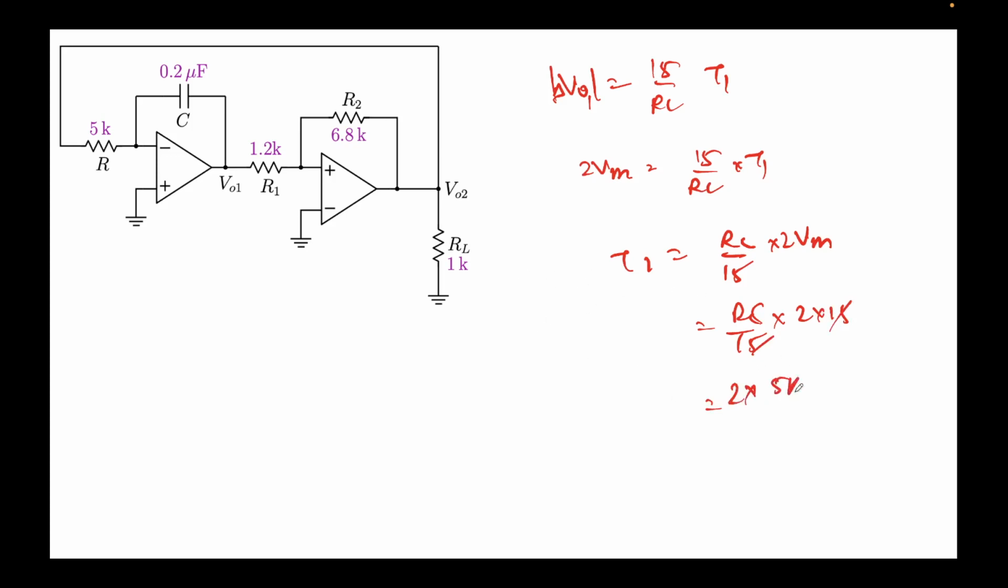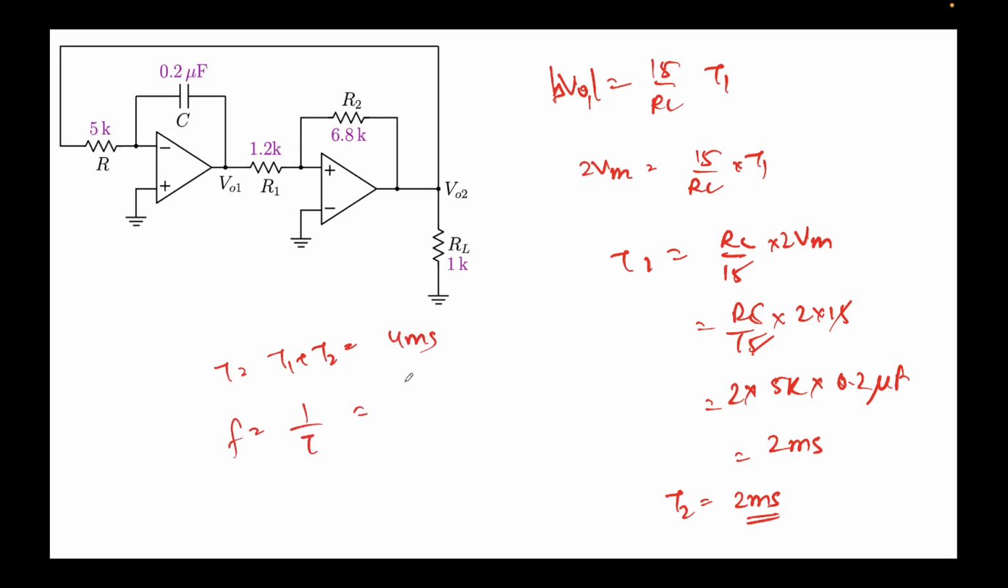This will be 5k times the value of C, which is 0.2 microfarad. So this will turn out to be 1 millisecond, so t1 turns out to be 2 milliseconds. Similarly t2 will also turn out to be 2 milliseconds. So the total time period will be t1 plus t2, which is 4 milliseconds, and frequency we know is 1 over T, so that's 1 over 4 milliseconds.